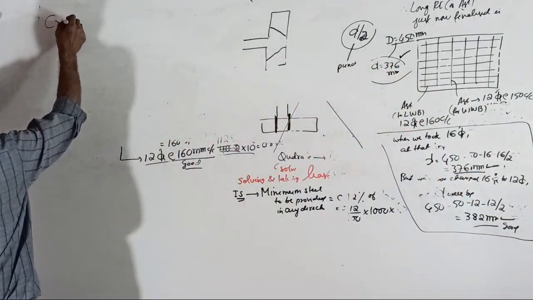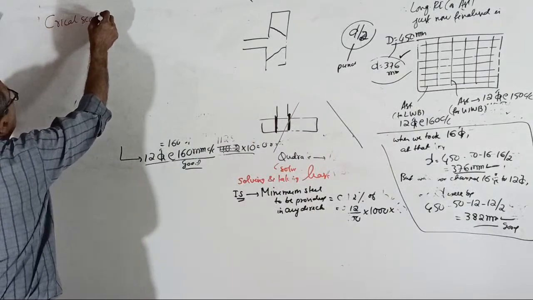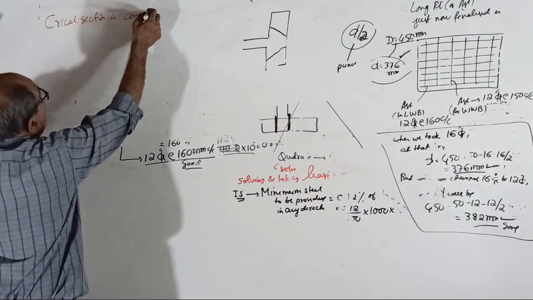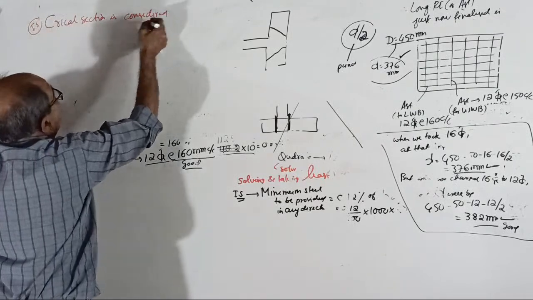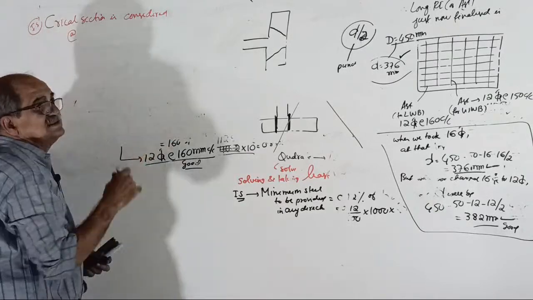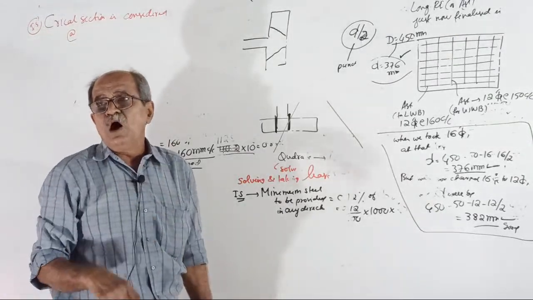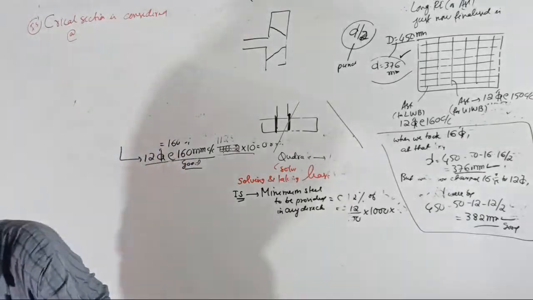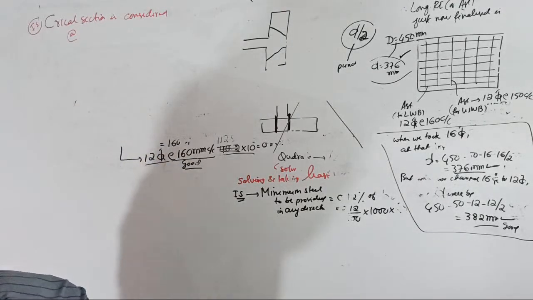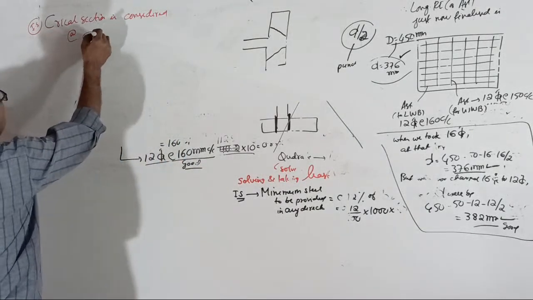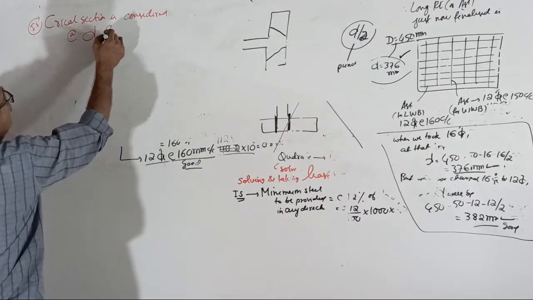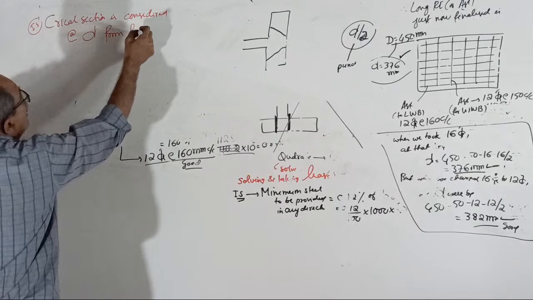Critical section is considered, as per IS code, at a distance of D by 2? Not D by 2. I told you earlier, IS code says the critical section for this shear is considered at a distance of D from the face of the column.